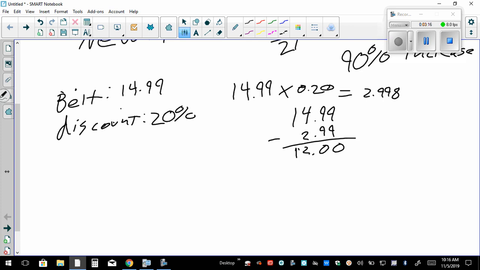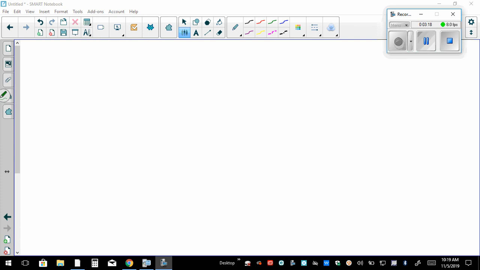This is 2-8, literal equations and dimensional analysis. The first problem is U equals VW plus Z.